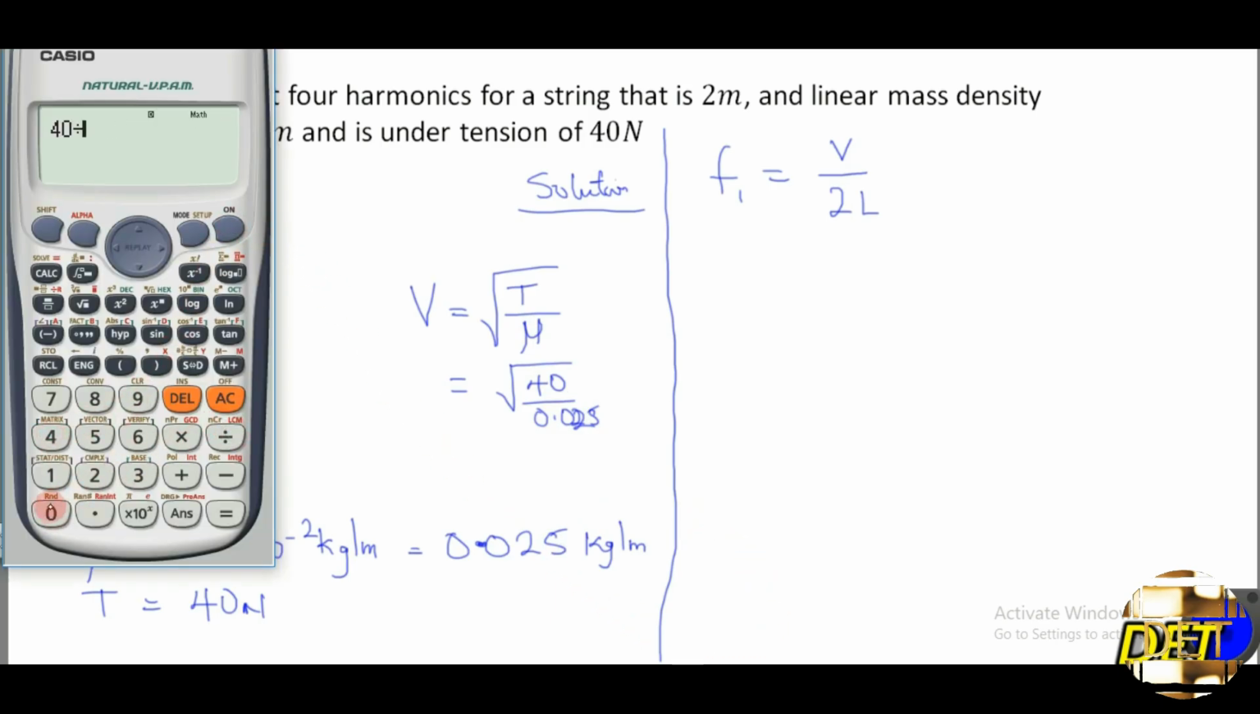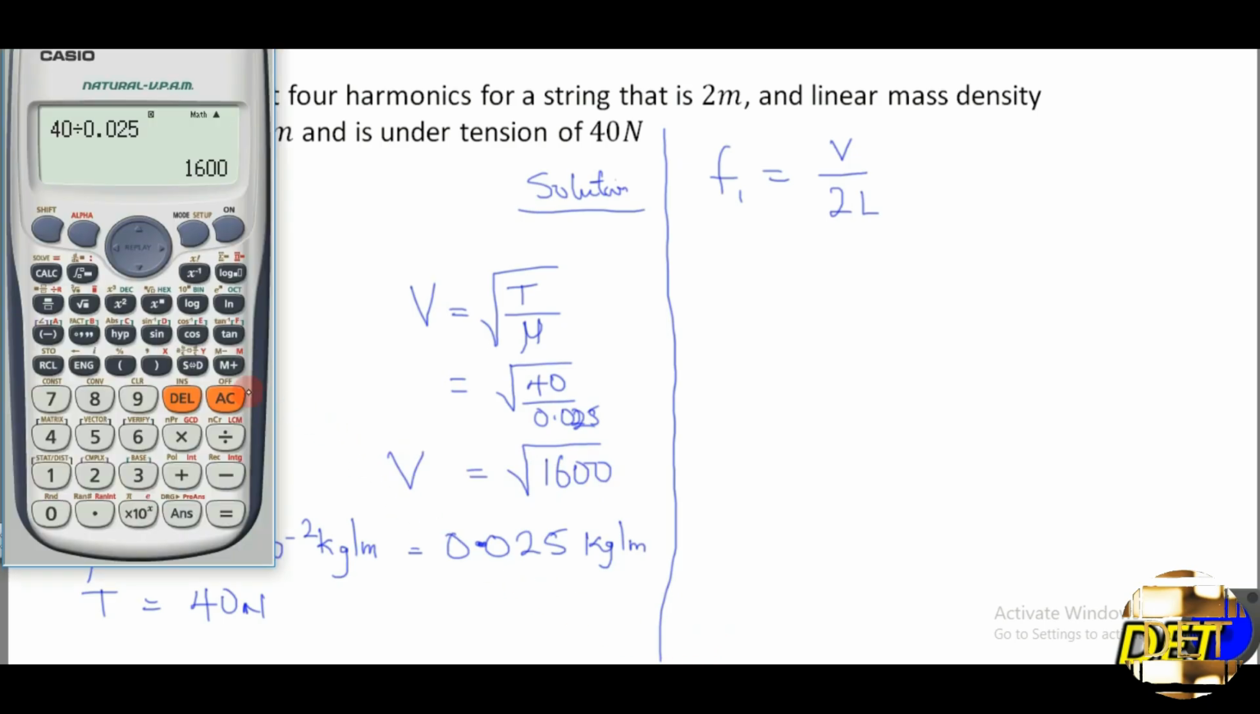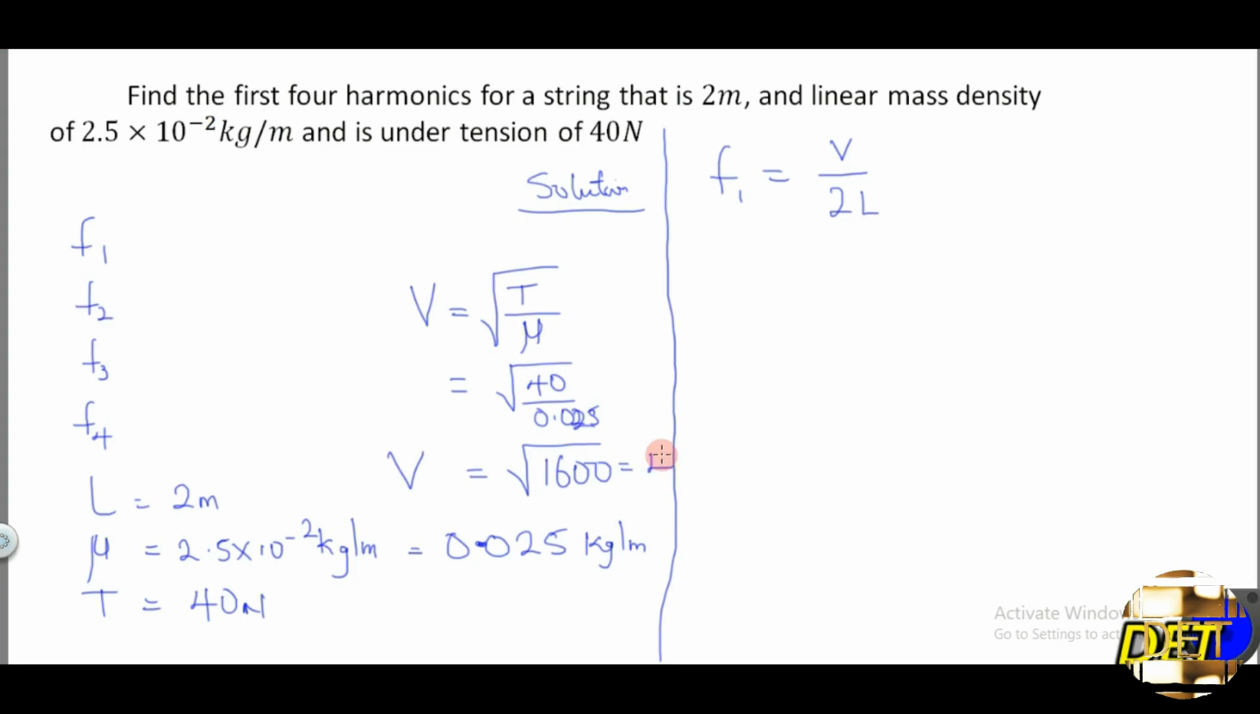40 divided by 0.025, that will give us 1,600. So this will be equal to the square root of 1,600, right? The square root of 1,600 is equal to 40. So the velocity is equal to 40 what? 40 meters per second.